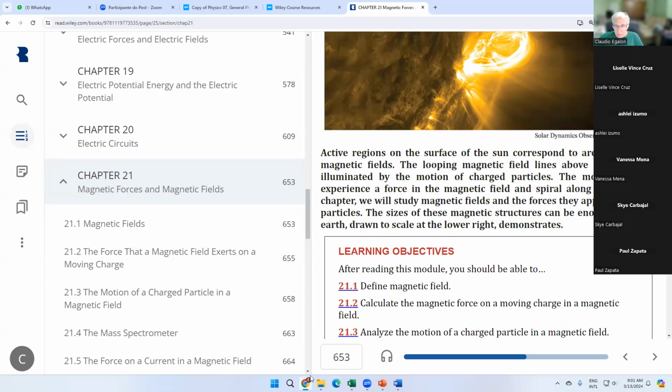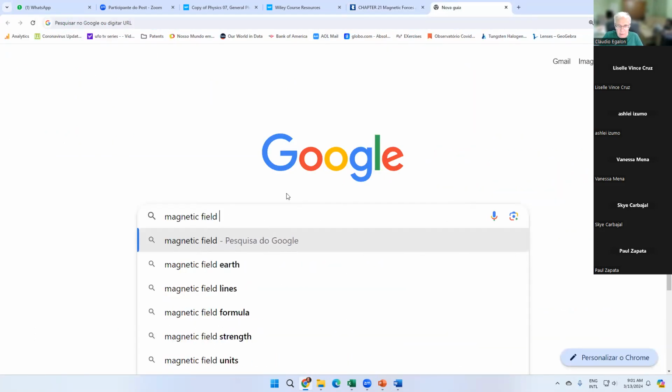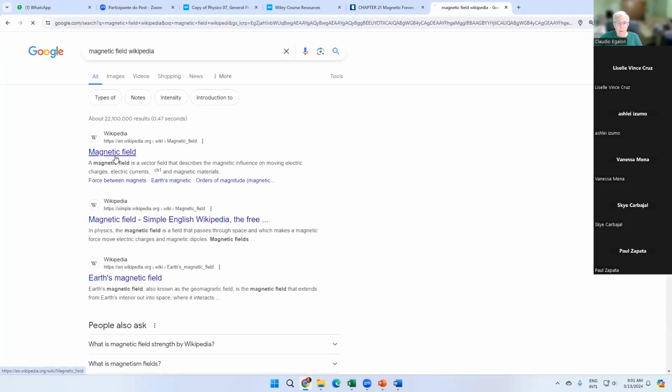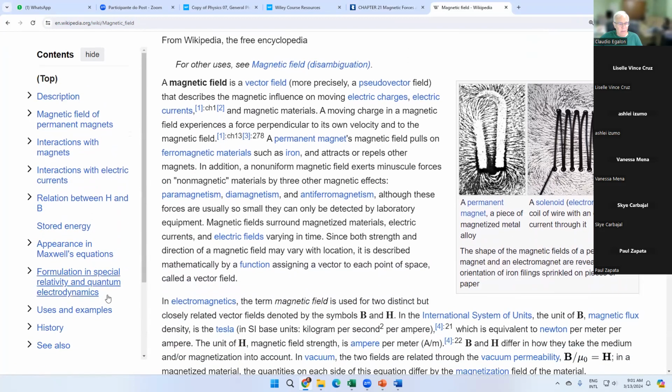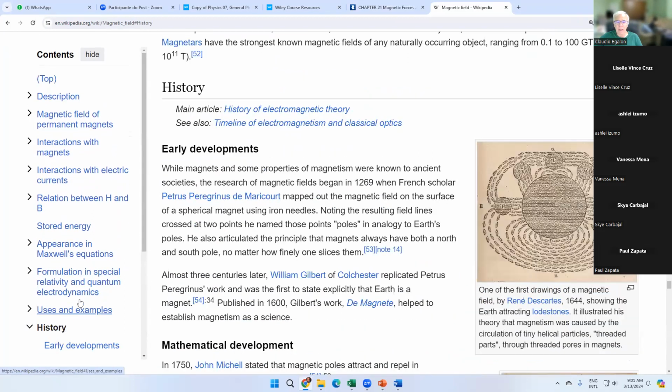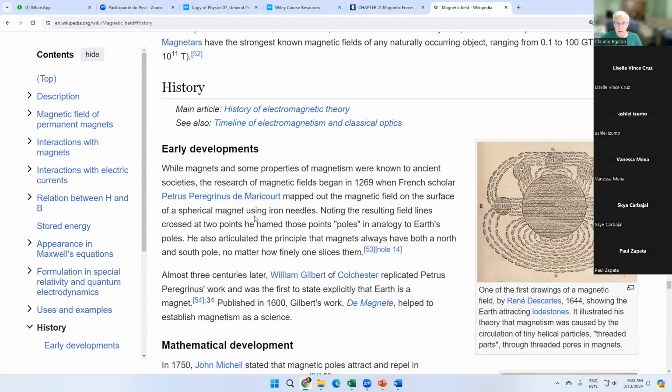Okay? If you want to take a quick look here, the history of the magnetic field, right? Go to Wikipedia. They have a nice article in there. I'm quite sure there are other references as well. I am mostly interested in the history, okay? The history of magnetic field. While magnets and some properties of magnets were known to ancient societies, the research of magnetic field began in 1269 when French scholar Petrus Peregrinus de Maricourt mapped out the magnetic field on the surface of a spherical magnet using iron needles.